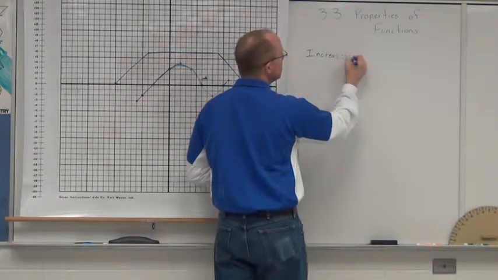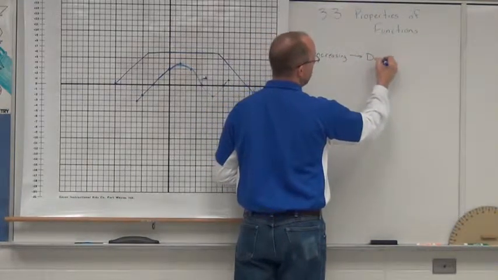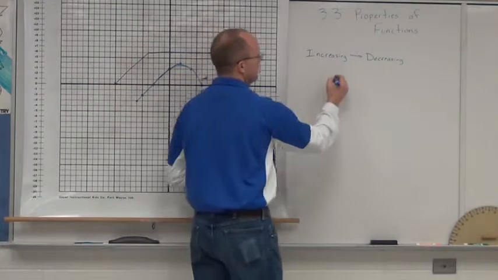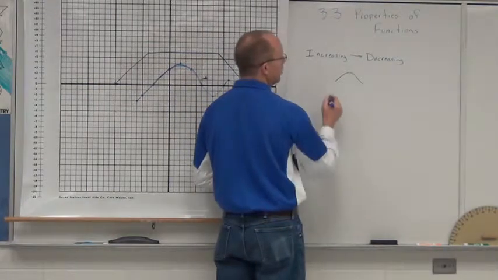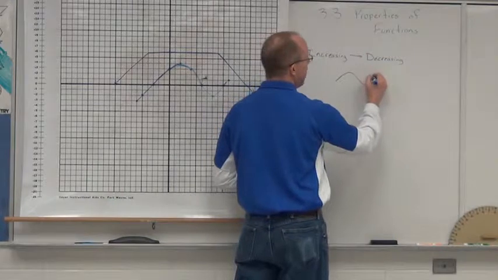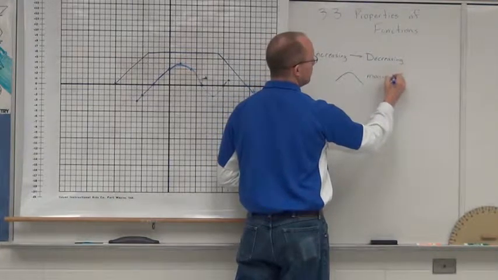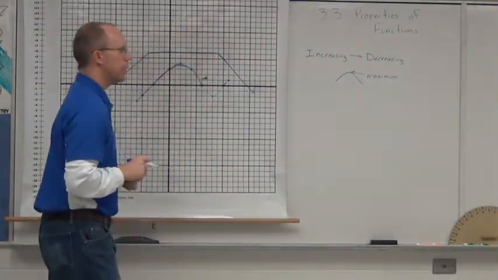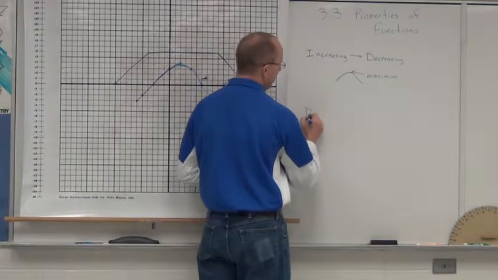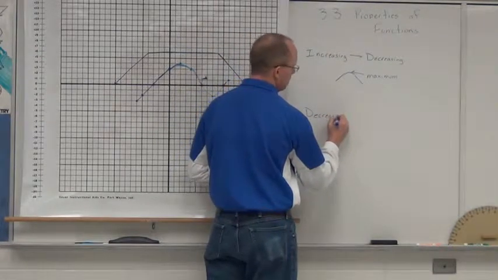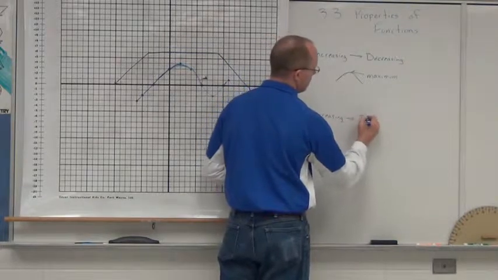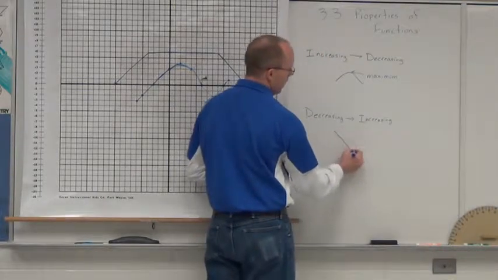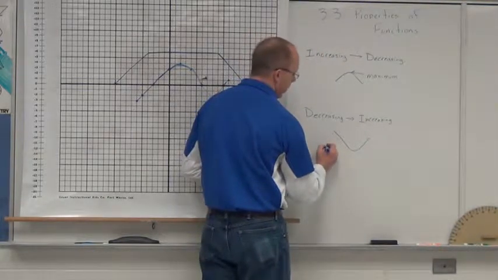If you go from an increasing to a decreasing interval, that point where it occurs means you're going up and then down. That means you're going to have a maximum point. If you have a situation where you go from a decreasing to an increasing interval, going from down to up, you then have a minimum.